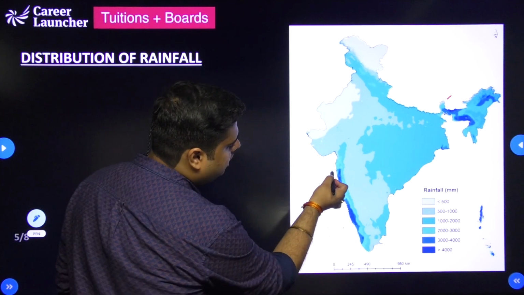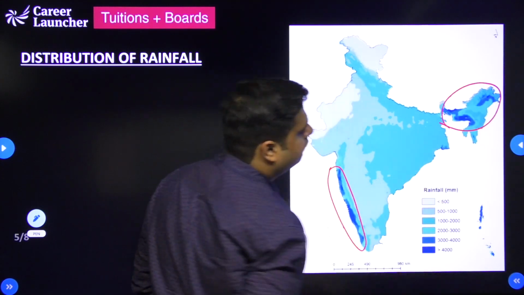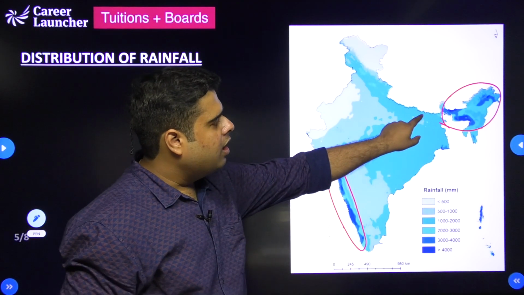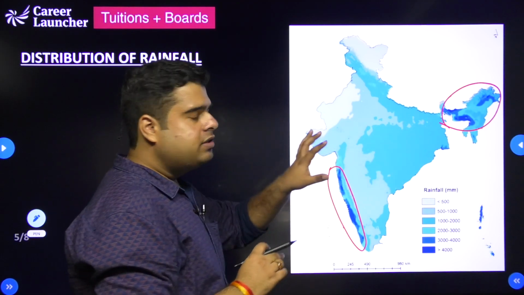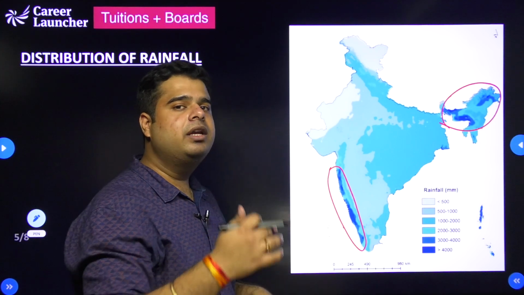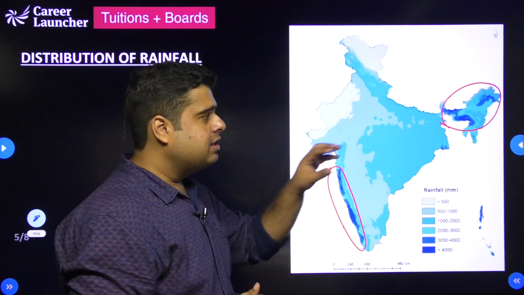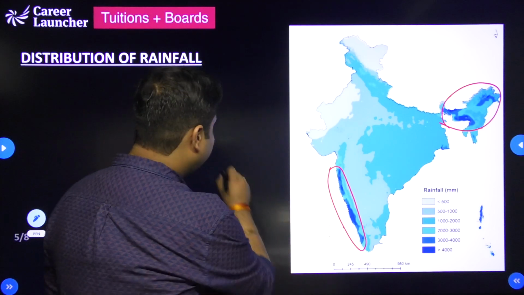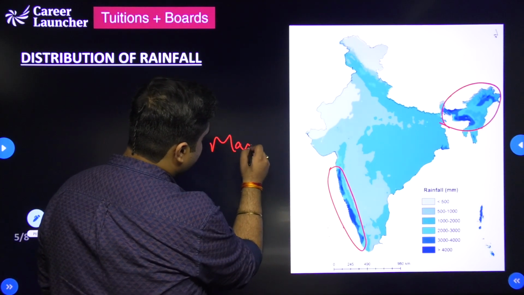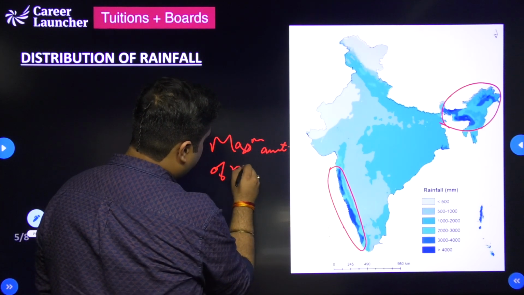Moving ahead, distribution of rainfall, let's understand it from the map. As you can see, the western coast and certain pockets of northeast India have a dark blue coloring. This refers to the regions which have rainfall greater than 400 centimeters in a year, which means these are the pockets which receive the maximum amount of rainfall.